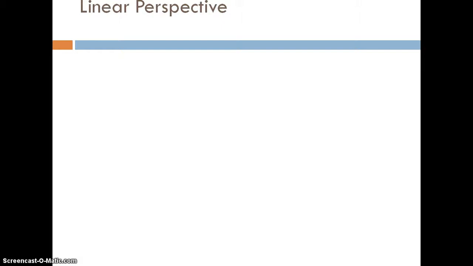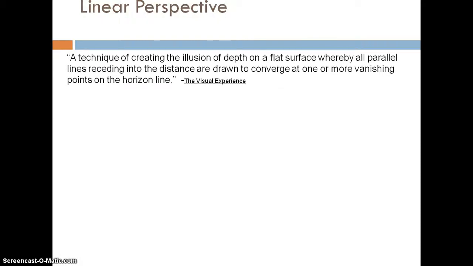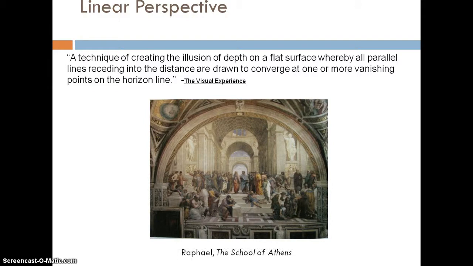Next comes linear perspective, and we're going to give you a little demo after we discuss this. Our textbook defines it as a technique of creating the illusion of depth on a flat surface, whereby all parallel lines receding into the distance are drawn to converge at one or more vanishing points on the horizon line. Now that sounds like a lot of words, but really it's a lot simpler than that if you just look at examples, such as Raphael's fresco, the School of Athens. Look very carefully. As you look down the hall, do you see that these are very steep angles?